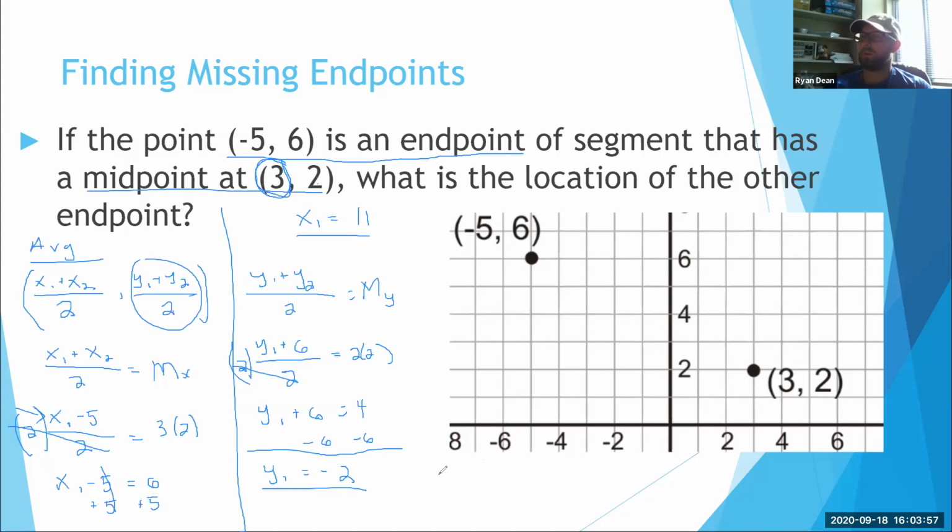So for my final answer, the missing endpoint, you could just say is (11, -2). Make sure that you put your parentheses around it. Circle your answer, and there you go. So we took the average formula, and the average was set equal to the midpoint value, or the average value, for the x and for the y. So we did both of those separately.